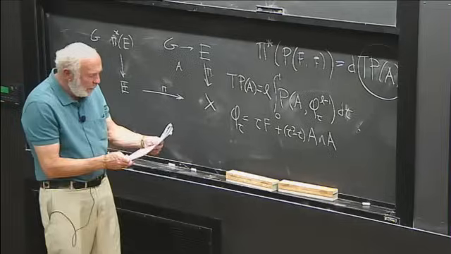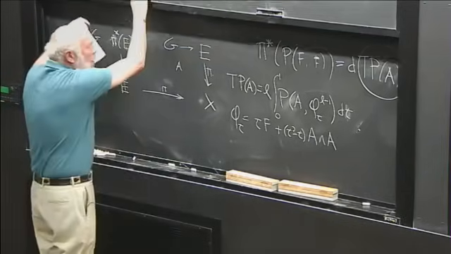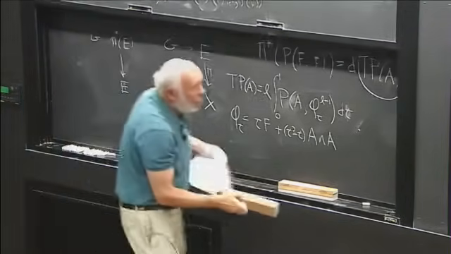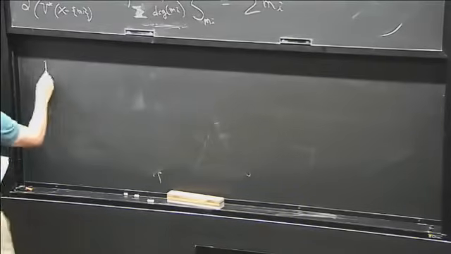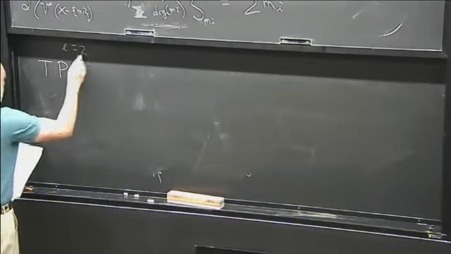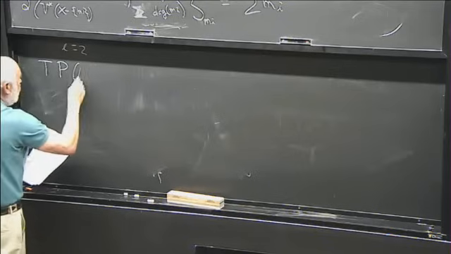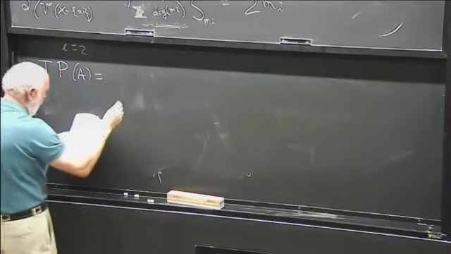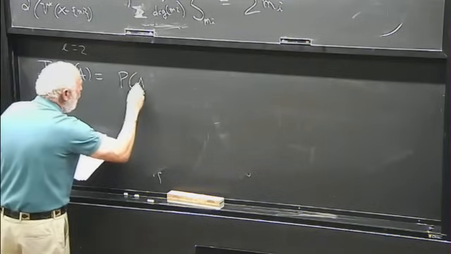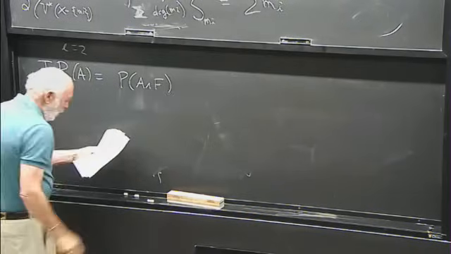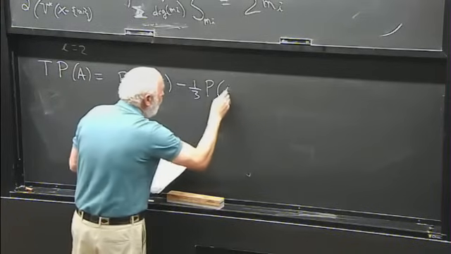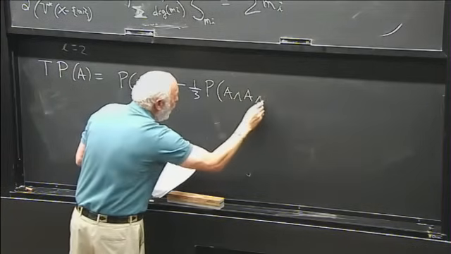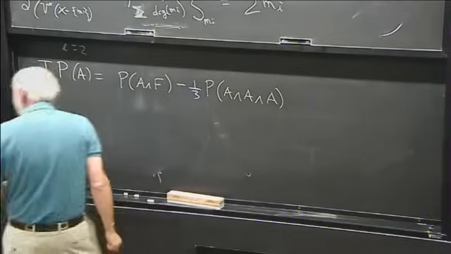is equal to 2. If L is equal to 2, it's going to start looking even more familiar. So for L equals 2, TP of A turns out to be P of A wedge F. Take these wedges with a grain of salt, minus 1/3 P of A wedge A wedge A. So now this is beginning to look like the classical form.